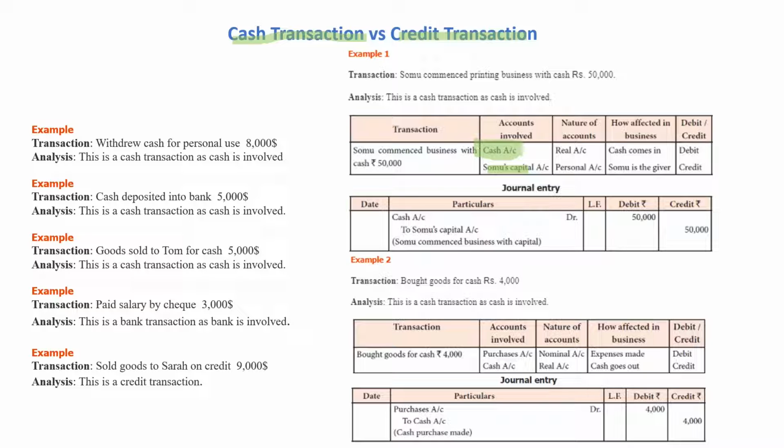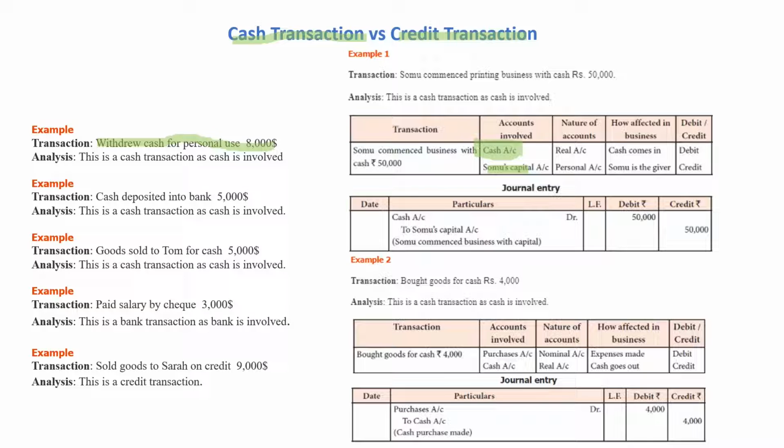Credit transaction. This is in terms of credit. Suppose I purchased the car, but I did not pay him. I did not pay the supplier on the spot. I would pay him after 1 month, 2 months, 3 months according to credit terms. These are the differences between the two. We understand this better with the help of examples.